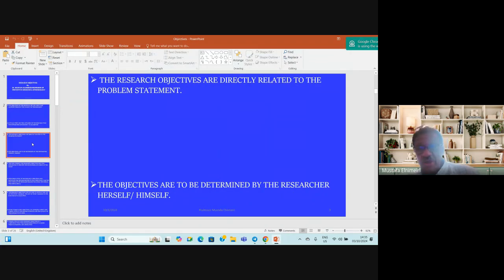In this way, research objectives are directly related to the problem statement, and this is logical. The logical sequence is that the research objectives should be related directly to the problem statement, so that when the reader reads about the research objective, he could easily join it with the problem statement.